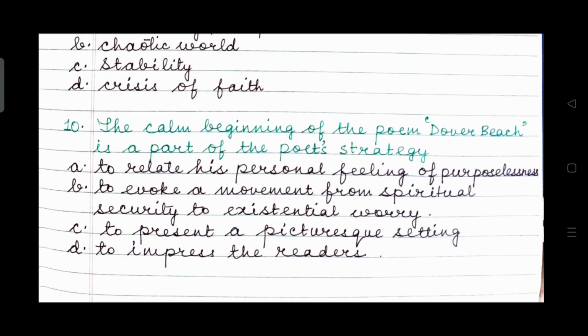It is the beginning of modern anxiety. Chaotic situation during the Victorian Age and the baffled condition of the world, signifying the beginning of modern anxiety. So the right answer is option B, to evoke a movement from spiritual security to existential worry. Yes, he also has a feeling of purposelessness, but the most appropriate response here is option B.